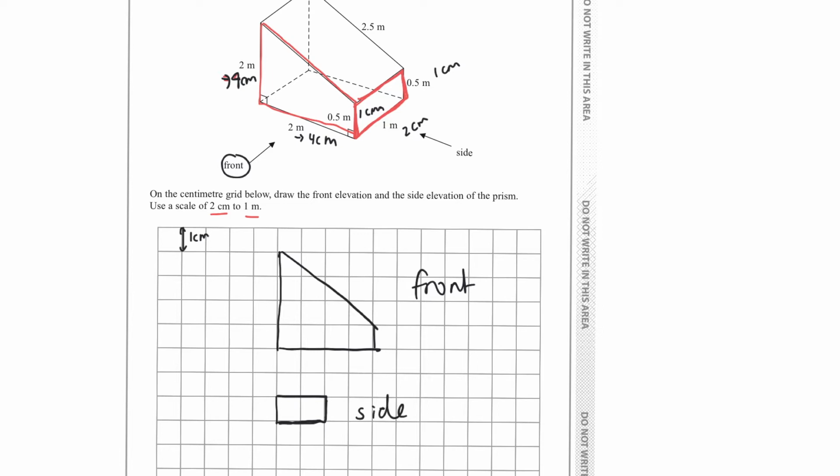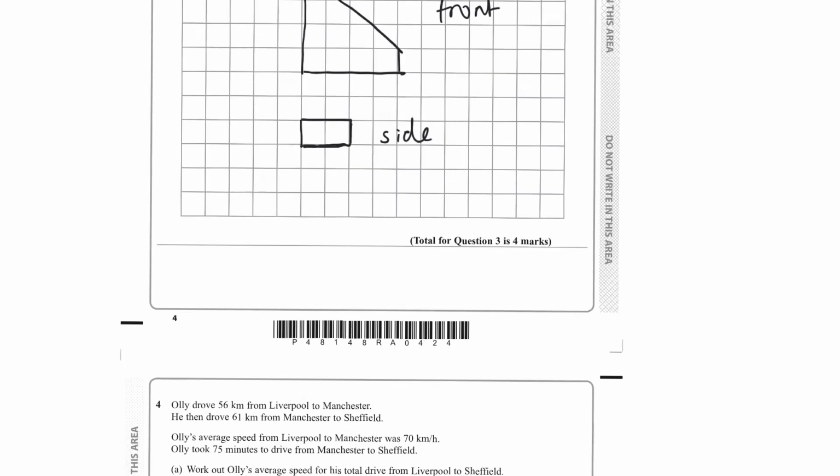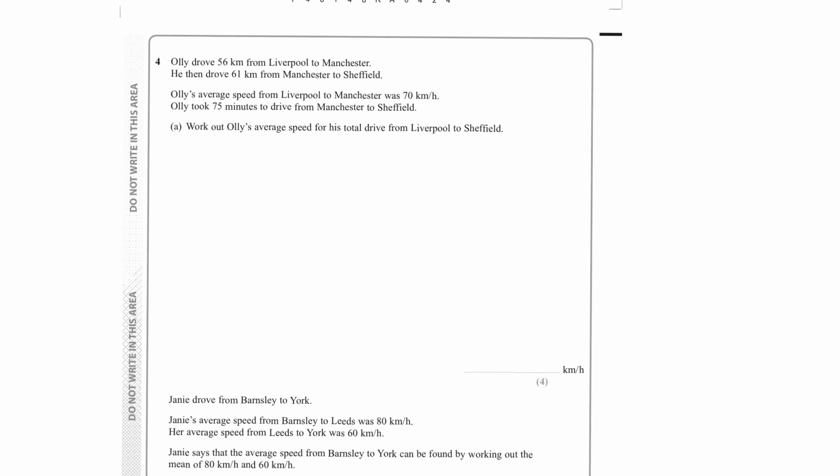Moving on to question 4. Question 4 is to do with Ollie, who drove 56 kilometers from Liverpool to Manchester, and we need to work out his average speed from Liverpool to Manchester, and work out his total time from Manchester to Sheffield. So I'm going to draw this out. Liverpool to Manchester to Sheffield.